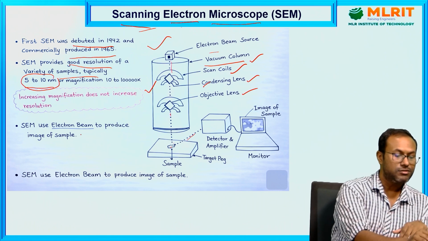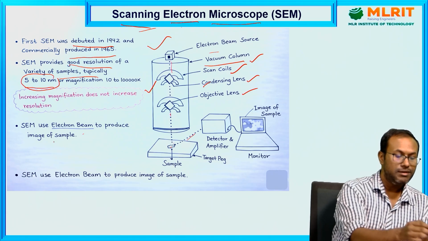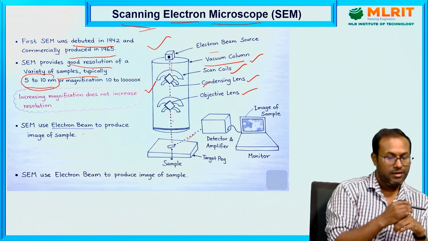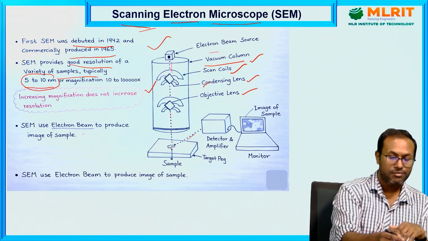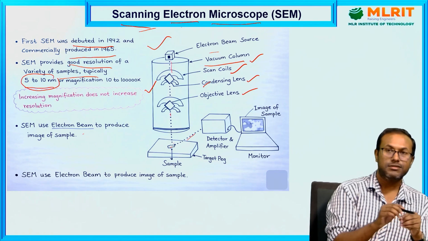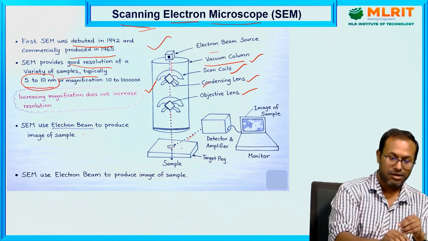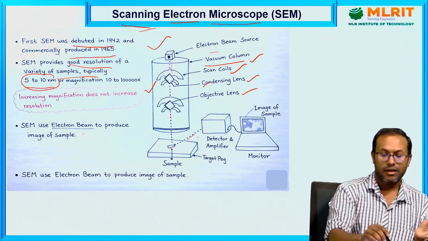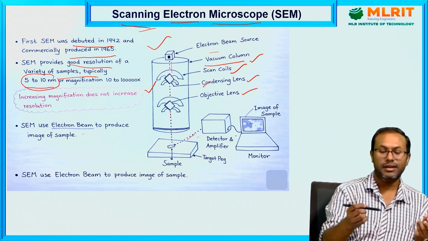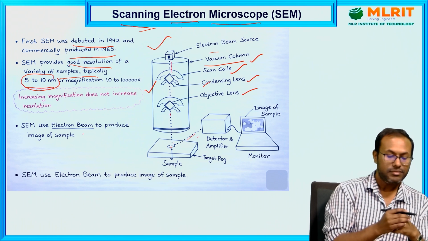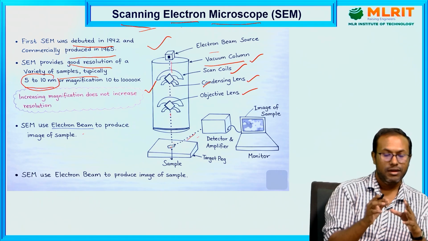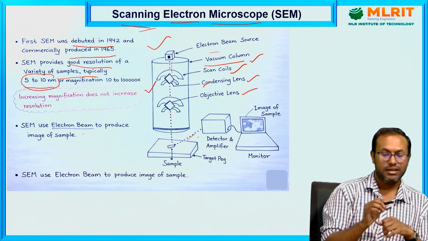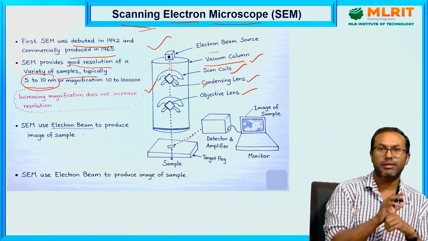These are some one line explanations. The scanning electron microscope uses electron beams to produce the image of the sample. Electron beams pass through the condensing lens, come out and fall on the sample. From there electron beams come out from the sample, and those electrons are detected by the detectors and amplified, and the monitor connected with these detectors takes care of the construction of the image. This is the one line description. This is the construction, a very simple structure of the scanning electron microscope.